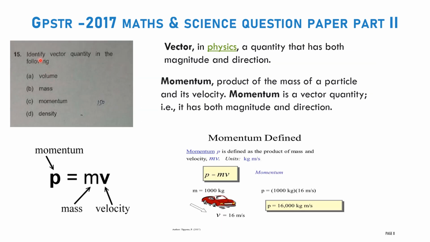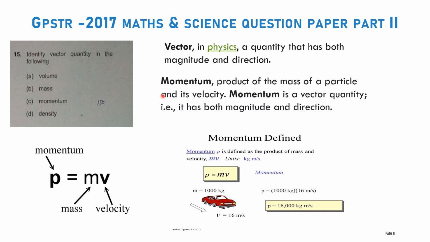Next question: identify the vector quantity in the following. Option A, volume. Option B, mass. Option C, momentum. Option D, density. Before we discuss this question, we have to know two terms: one is scalar, another is vector. Scalar has only magnitude, which is nothing but a number. But a vector in physics is a quantity that has both magnitude and direction.